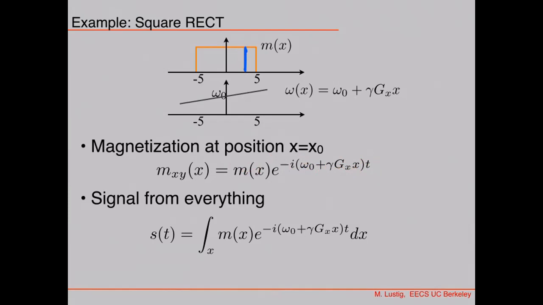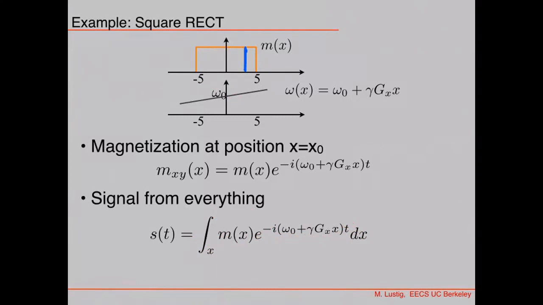If you look at the signal picked up from the entire volume, remember that we pick up the signal using inductive coupling to a coil. If the coil has uniform sensitivity throughout the volume, then it's effectively integrating the signal from the entire volume. And so we have an integral over x of m of x e to the minus i (omega 0 plus gamma Gx x) times t. If you stare at this long enough, it kind of looks like a Fourier transform.